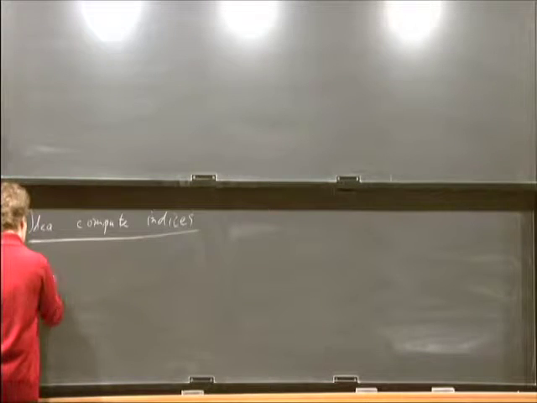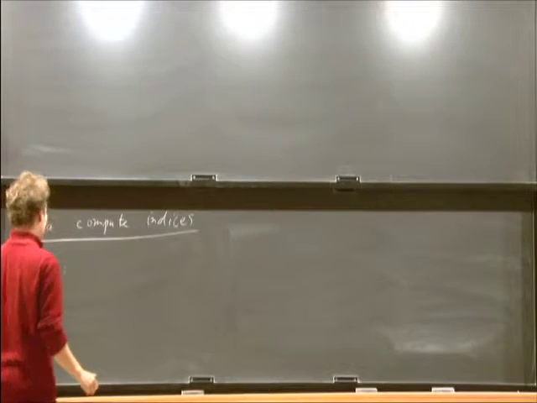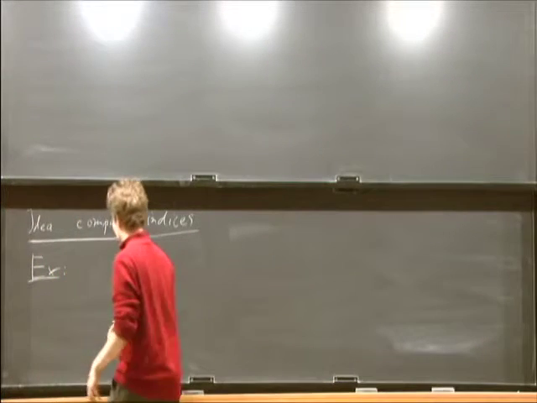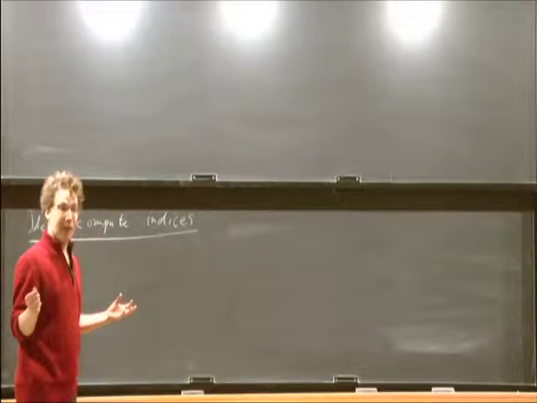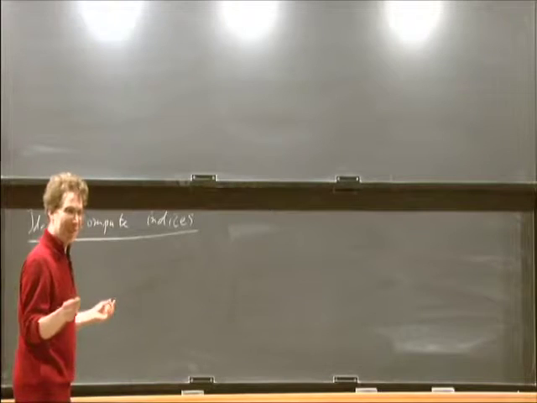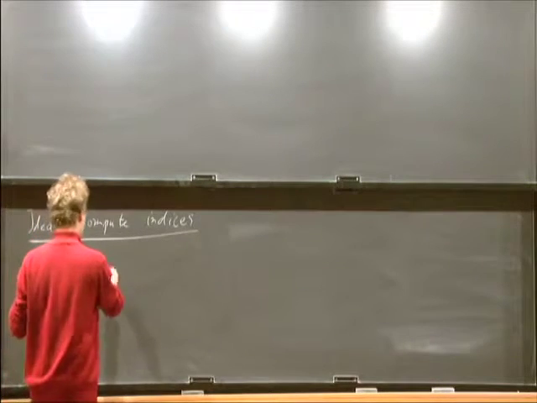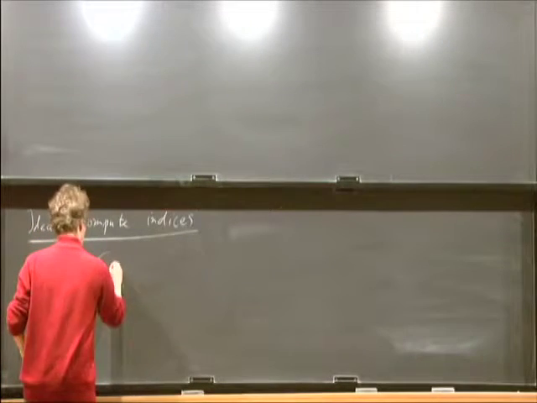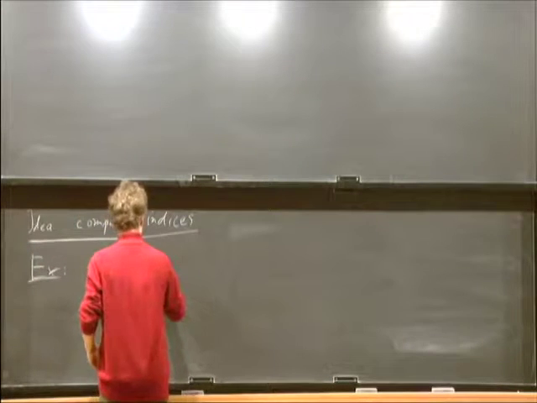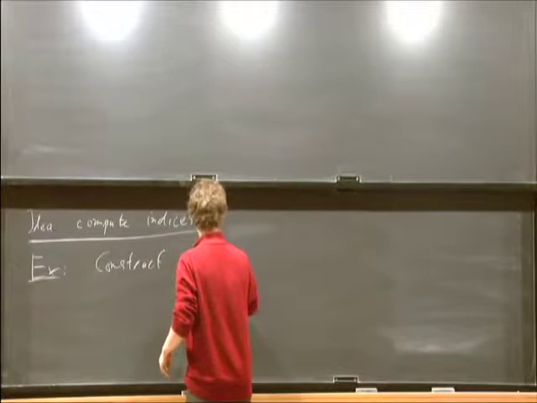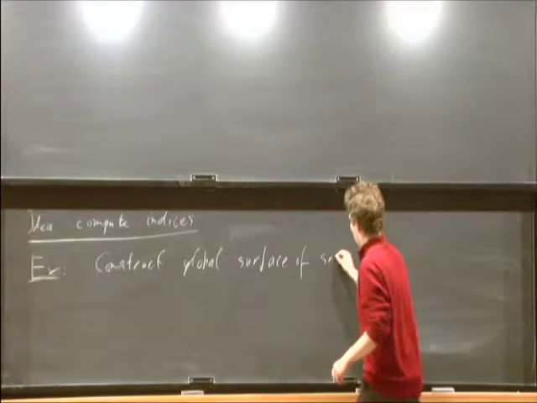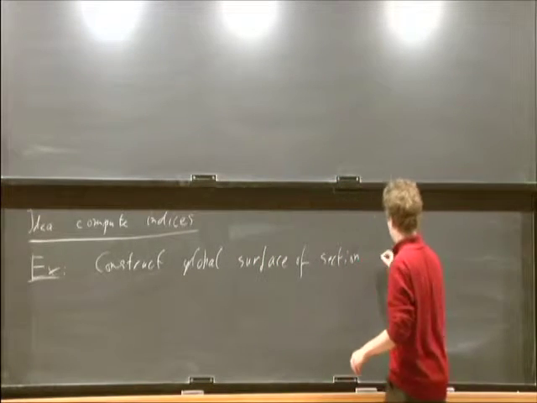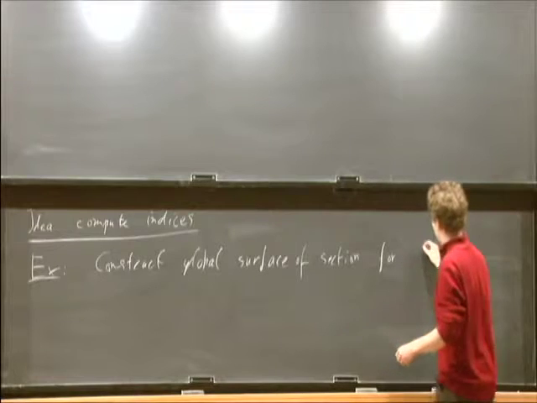This is a very primitive example which I came up with myself, so this is not realistic. The idea is you want to construct a global surface of section using finite energy foliations, and these indices have something to do with that. So here's the example: construct a global surface of section. At least that's the first idea, for, well, let's say a very simple setup.